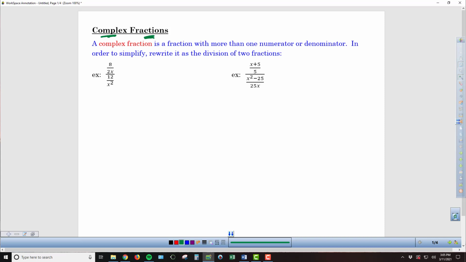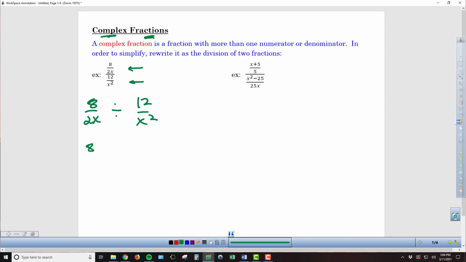But the way we have to look at this is really it's a division question where we're just dividing two fractions. So we could rewrite this in a horizontal rather than stacked vertical format. So we'd say it's 8 over 2x divided by the fraction that's on the bottom, 12 over x squared. And so once we see it like this, it's a far less intimidating problem. What we have is just a division question, and we know that to divide fractions, we just multiply by the reciprocal of the second fraction.